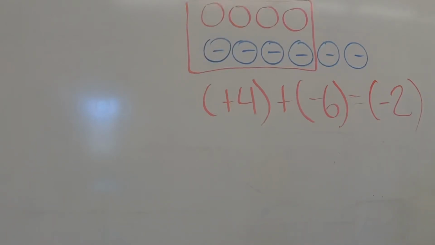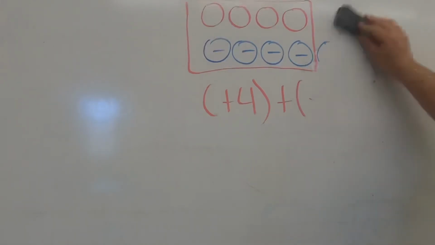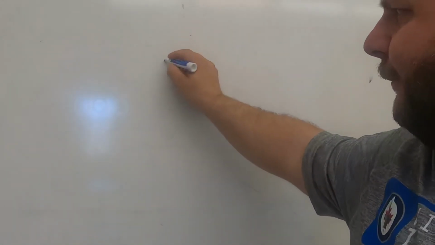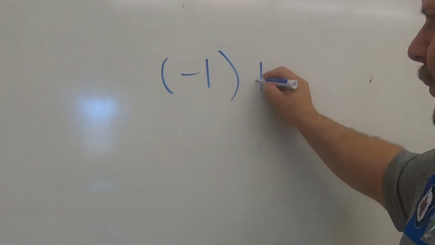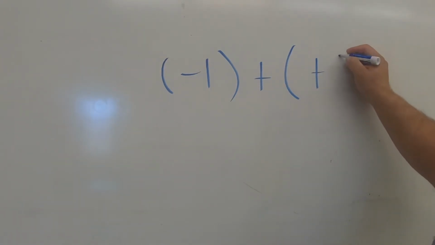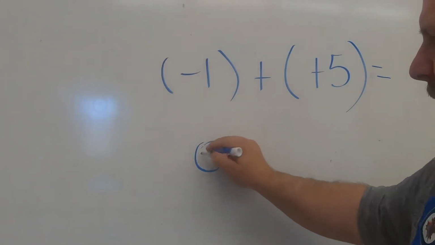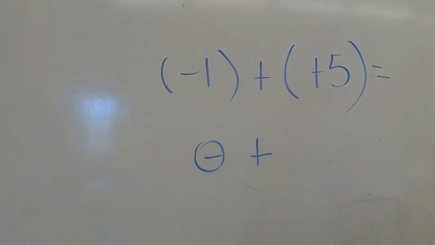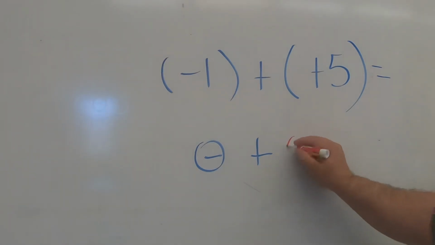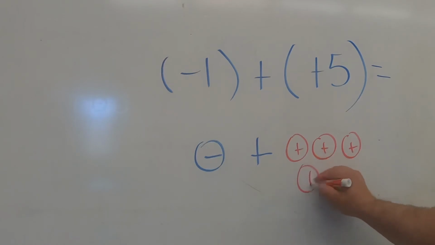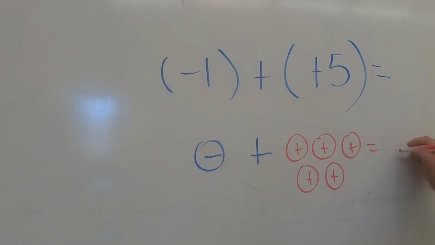Okay, now some of the questions do it the opposite, where they'll show you the addition statement and they'll say for you to model it. So let's just say we'll do one of those. Let's say we have negative 1 plus positive 5, and they'll want you to model it. So in this one, we'll have 1 negative plus 5 positives equals 4 positives.